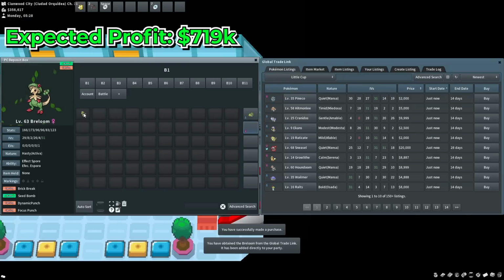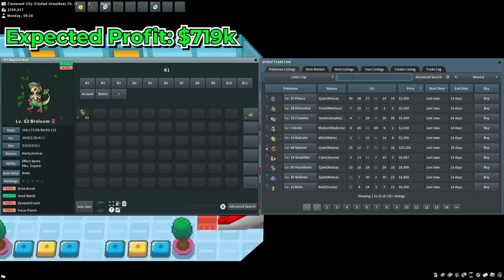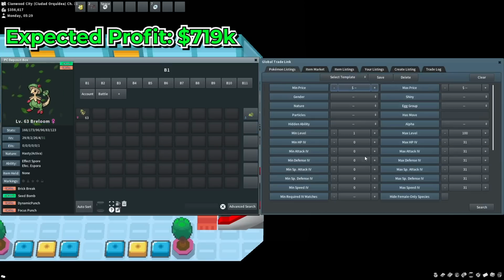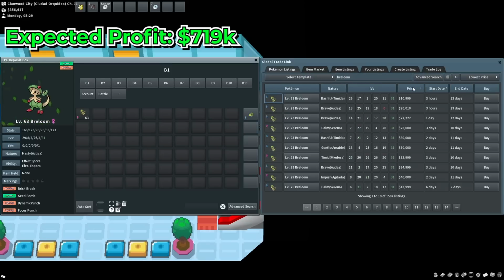Now Breloom has a higher price than Shroomish, and this one has the 31, so let's see if we can price it a little higher than what Shroomish would be. 31, so yeah, it's about 10k. So we're putting ours just below this one.